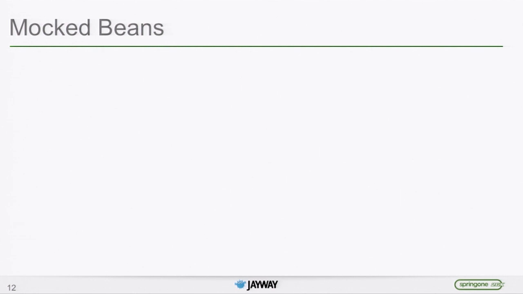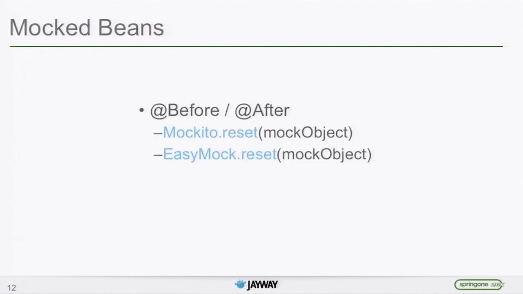So what do you do to solve this problem? Both Mockito and EasyMock provide reset methods. So what you typically would like to do is, in a before method or in an after method, make sure to reset the state. That means that in any subsequent test, you will not get a false positive because of the residual state that may or may not be around.